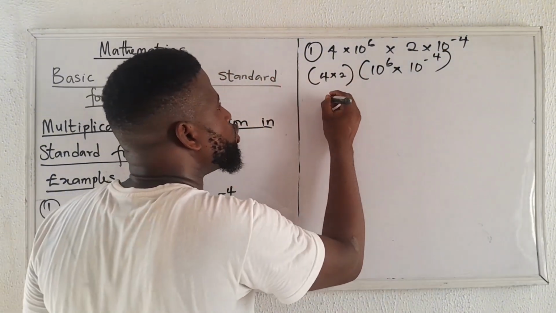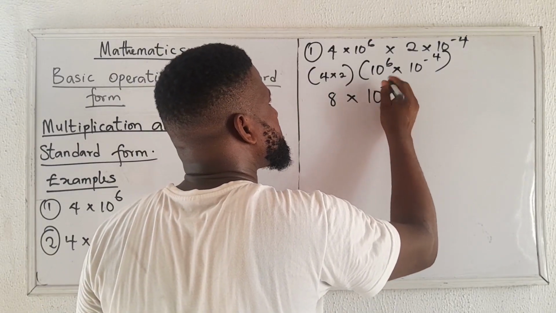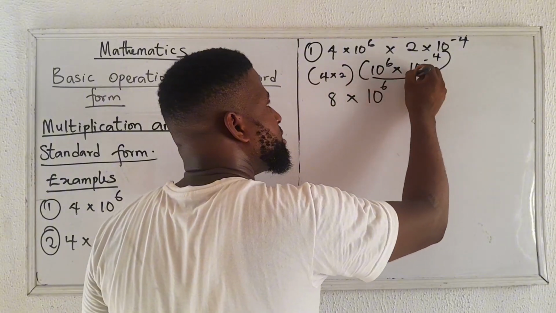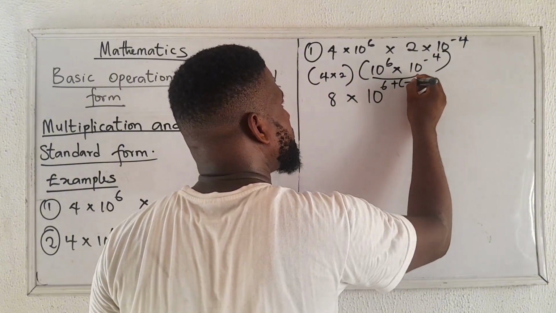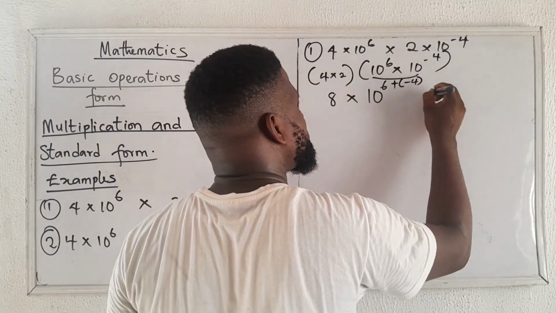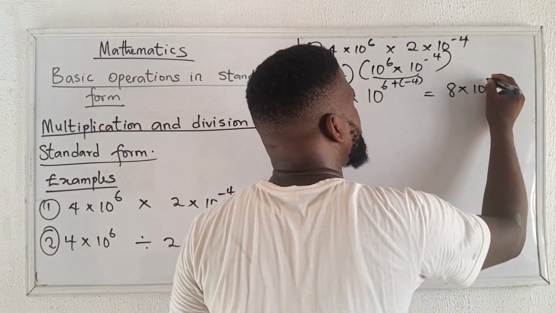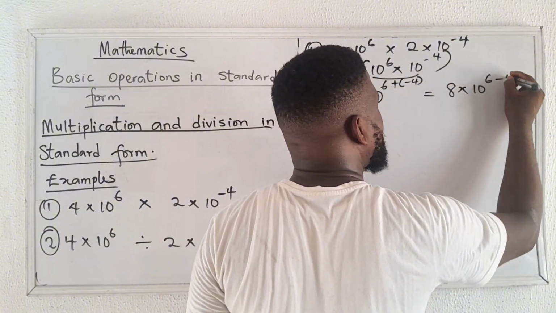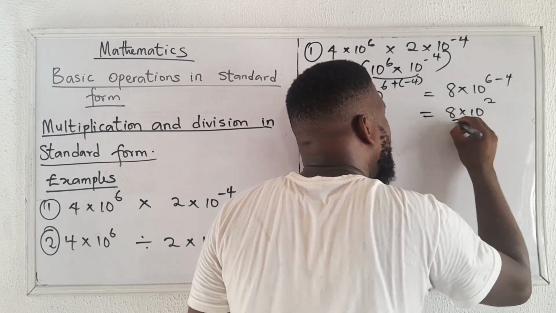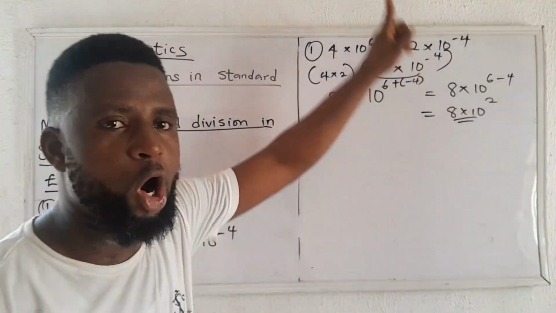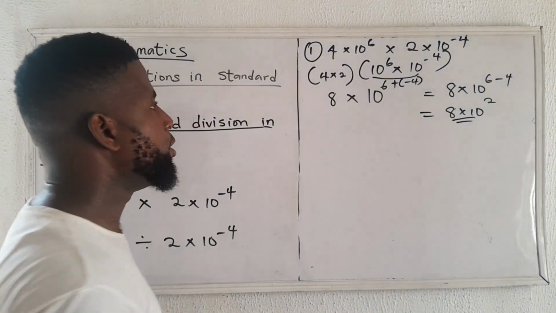So that 4 times 2 will give you 8. Then we have times 10 raised to power 6. According to indices, multiplication changes to what? Division. So we have plus, and this is minus 4. So that plus times minus will give us minus. So this gives us 8 times 10 raised to power 6 plus times minus 4, which is 8 times 10 raised to power 2, and this will be your result. Because you must also check that your result is a correct standard form, right?